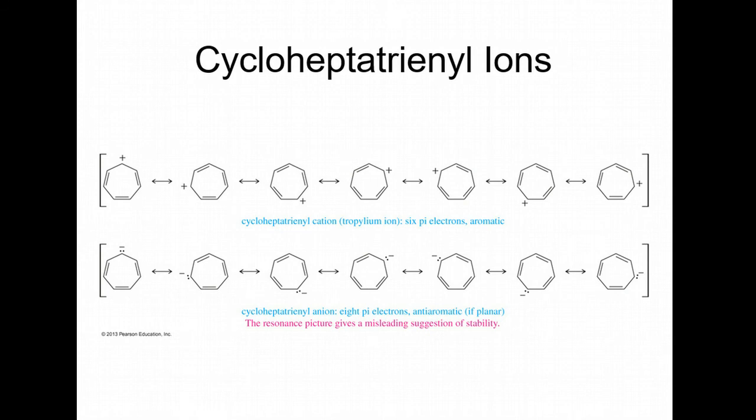And here is the resonance form. What's interesting is they show you the anion form, but how many pi electrons are in the anion? 8, exactly. So not very stable because it's anti-aromatic.